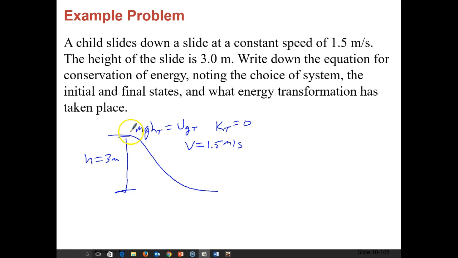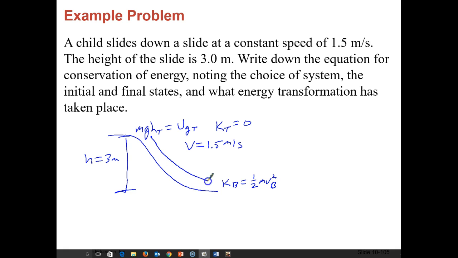Once it starts to move, we say it quickly goes to this velocity. So the kinetic energy at the bottom is equal to whatever the child's mass is times this squared times a half. So we do have some kinetic energy at the bottom, and that would just be 1/2 mv squared at the bottom. And so some of our potential energy here is being converted into heat.